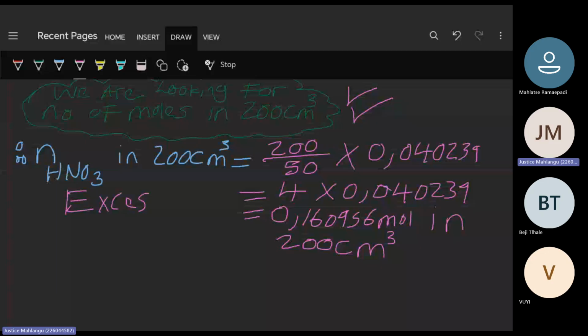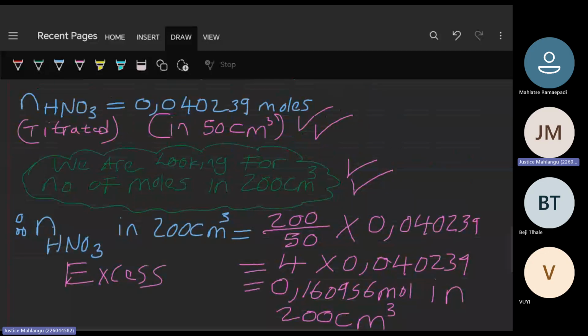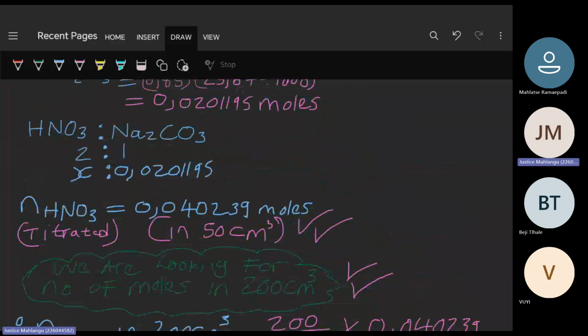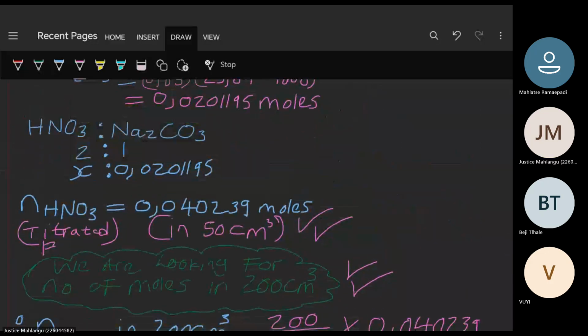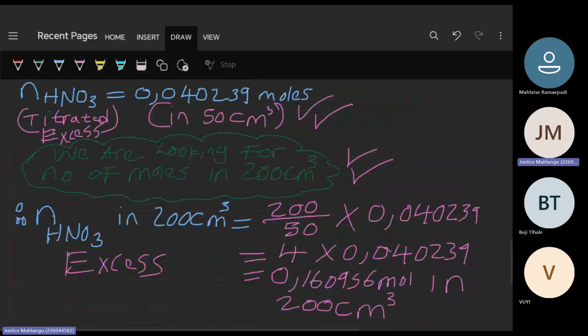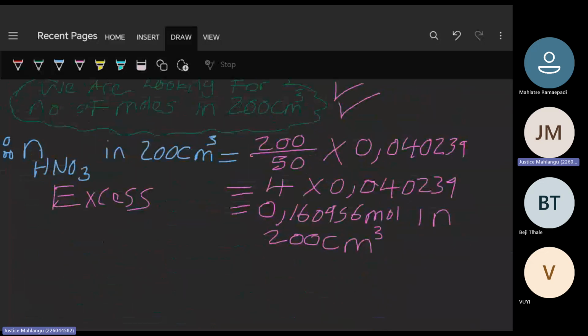But the ones that are in excess in 50, guys, it's these ones here: 0.04239 moles. These ones are in excess in 50 cubic centimeters. But the ones that are in excess in 200, it's these ones here: 0.16956 mole.